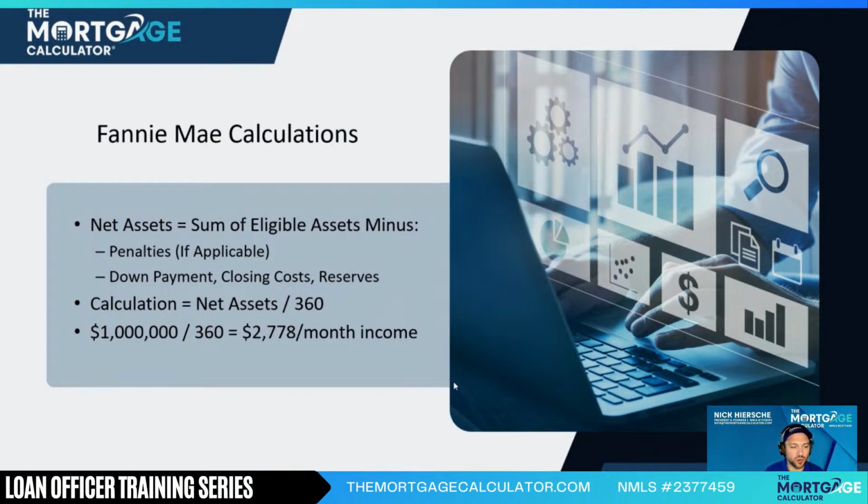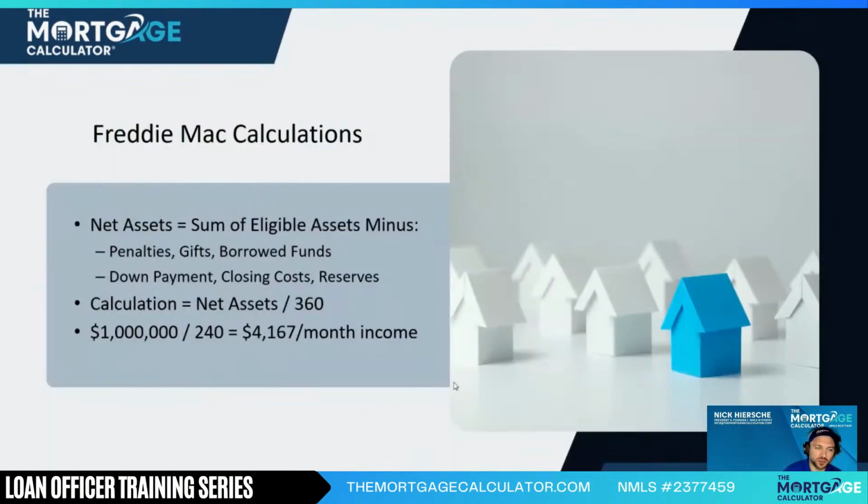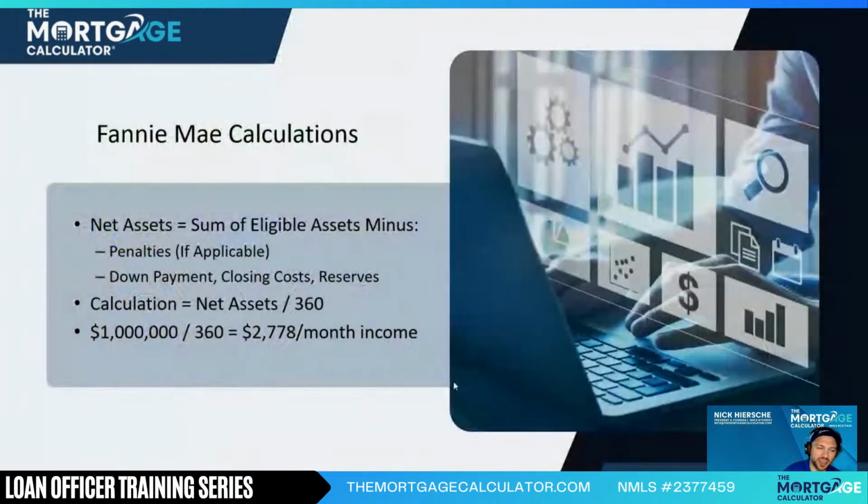So that same borrower, if they had the same eligible assets, is going to have 1 million divided by 360, is 2,778 in income. Let me quickly go back to Freddie Mac, 4,167. Fannie Mae, same amount of assets, 2,778 in monthly income. So you see that Freddie Mac is preferred if our borrower is 62 and has the type of assets. And obviously, if not, we want to use Fannie Mae.